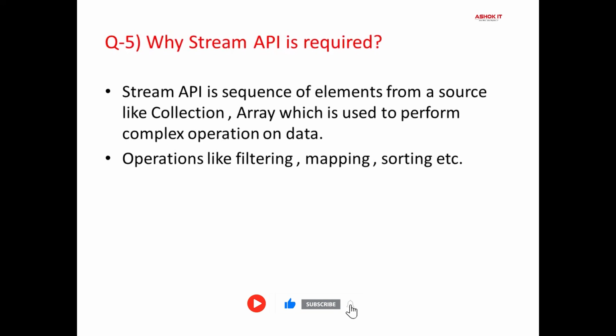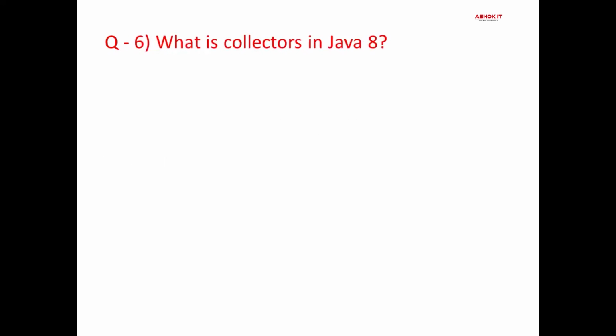Stream conveys elements from a source. That source, as I told you, can be a collection or an array. In fact, streams are functional in nature, and an operation on a stream produces a result but does not modify its source. For example, when we are filtering a stream's content from a collection, it produces a new stream.